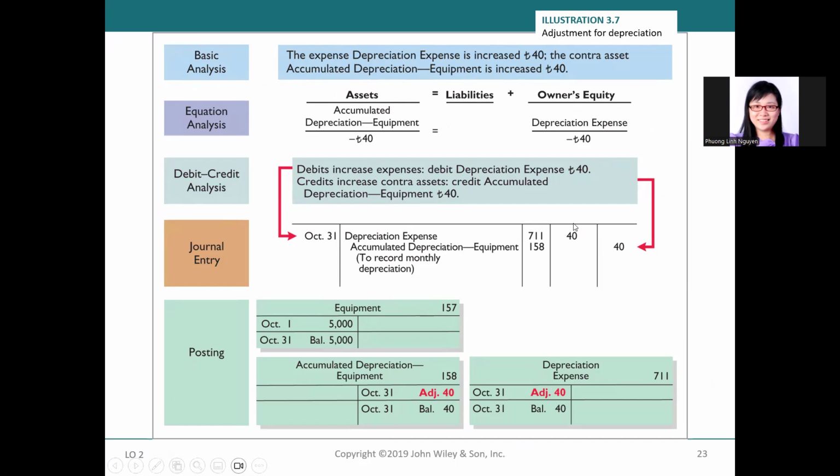So the adjusting journal entry will be depreciation expense, again, debit 40, accumulated depreciation equipment, we credit 40. And then we will process it into the T account, or the ledger here.